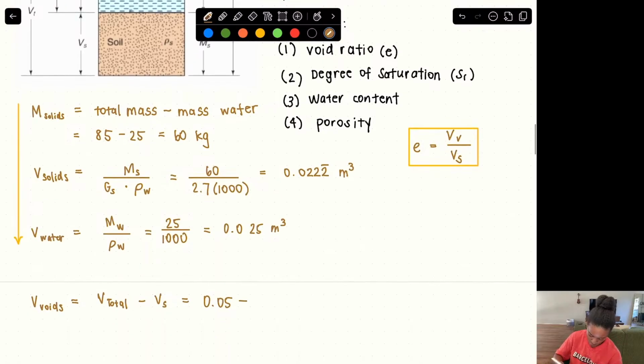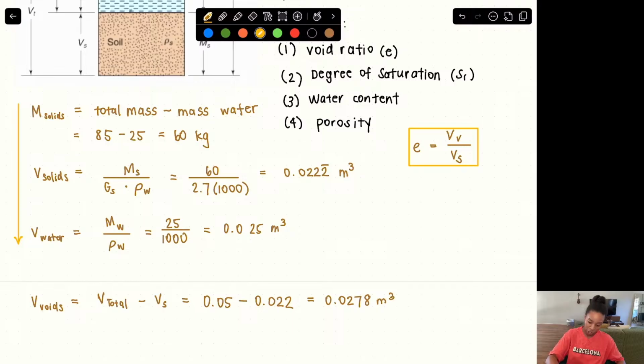And we're going to subtract the answer that we found, 0.0222 repeating. Feel free to put the answers in the chat once you have the volume of the voids figured out, which is going to be 0.0278 meters cubed.